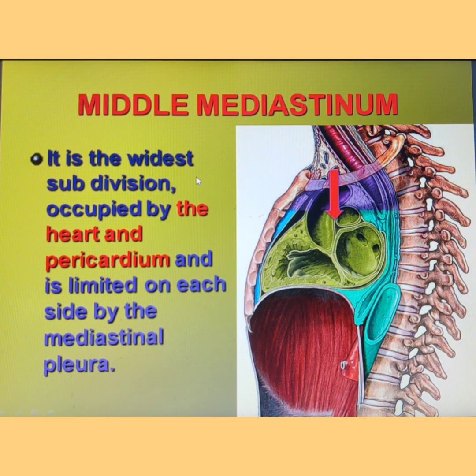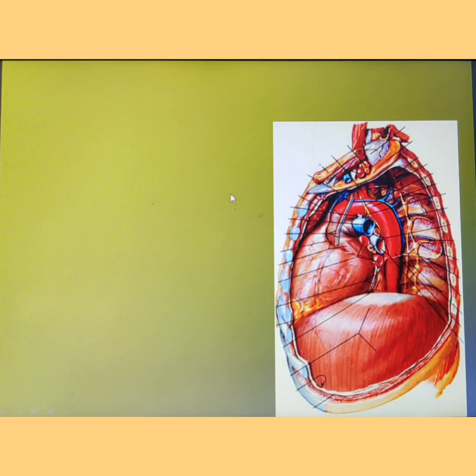Next, middle mediastinum, which is very important. It is the widest subdivision, occupied by the heart and pericardium, and it is limited on each side by the mediastinal pleura. So if somebody asks you, where is the location of the heart? You have to tell that the heart is located in the middle mediastinum. Right? So this middle mediastinum is limited on each side by the mediastinal pleura.